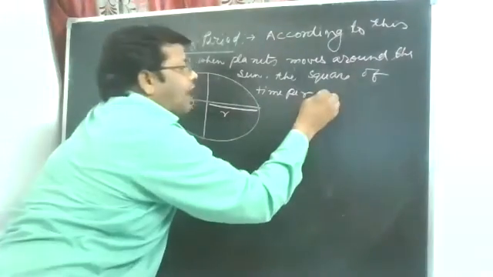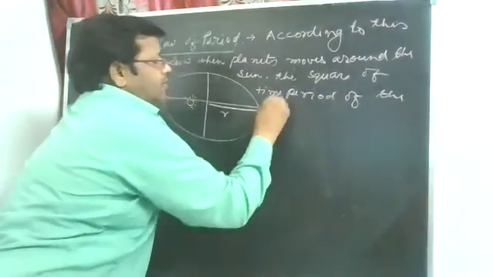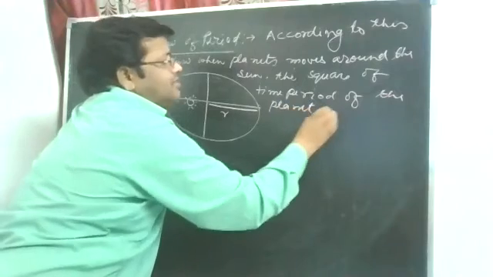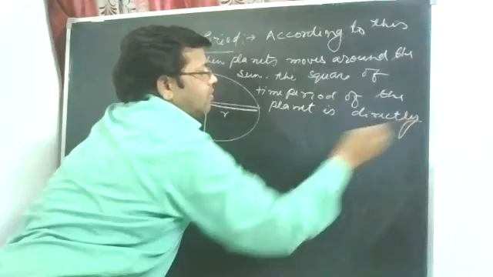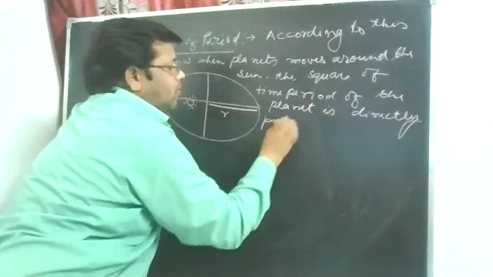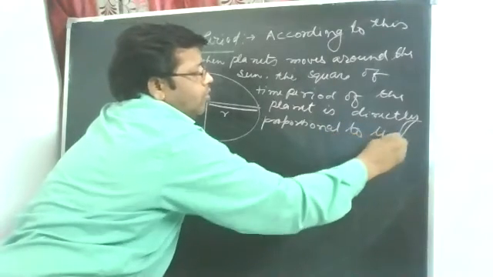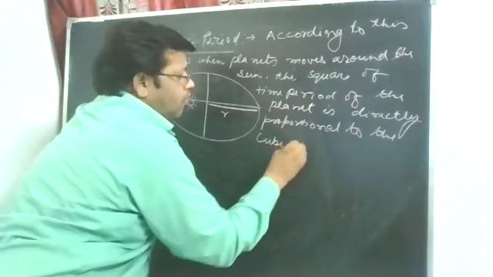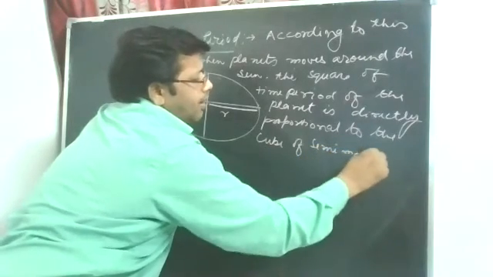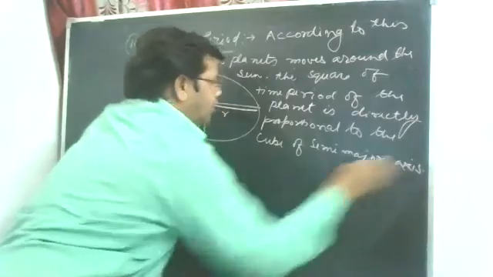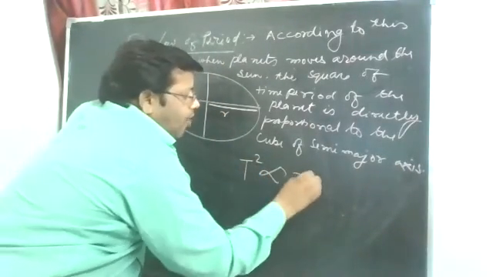Now, the square of the time period of the planet is directly proportional to the cube of the semi-major axis. So according to this law, the square of the time period is directly proportional to the cube of the semi-major axis.